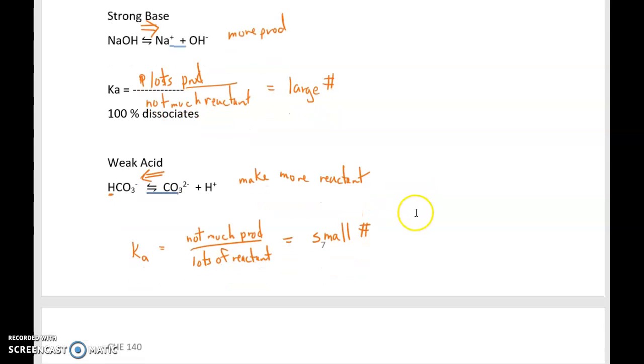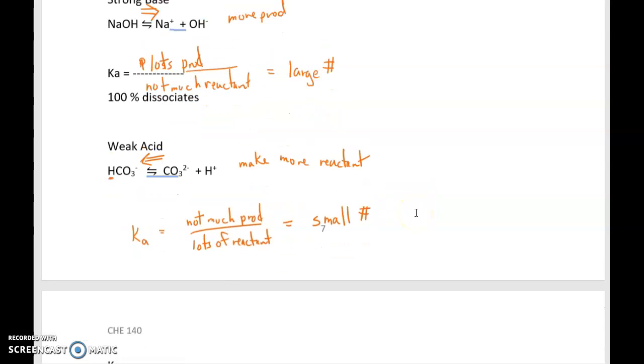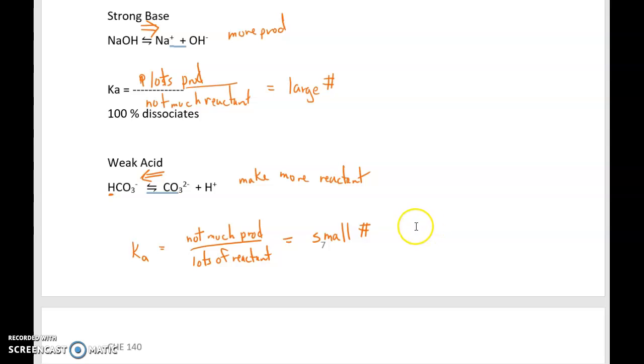With a weak base, we'll find basically the same thing, that the reactants will be favored and the Kb will be very small.